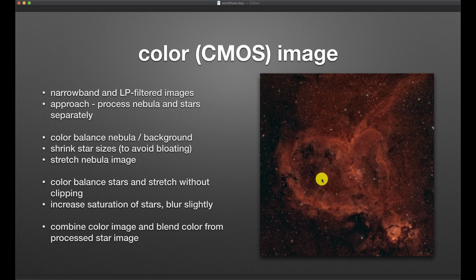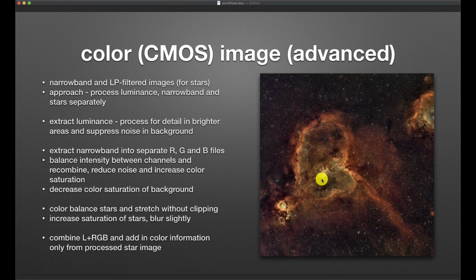Now the next one is the same subject but a very different treatment. So this is part of the Heart and Soul Nebula, the same camera, same filters, but here we've taken a more advanced view because I wanted to show the differing nebulosity in the core of the Heart Nebula, because there's quite a bit of oxygen and sulfur in here as well as hydrogen.